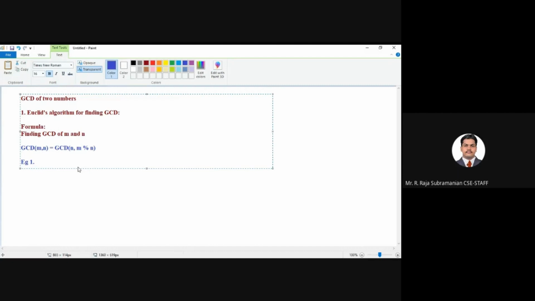GCD of 12 and 60. We will do this, and you are going to help me in doing this. GCD of 12, 60 is equal to GCD of 60 comma 12 modulo 60.